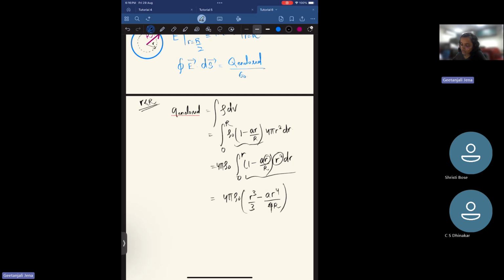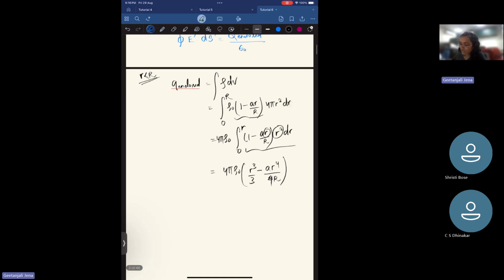So this is Q enclosed. So E times 4 pi r square will be, according to the Gauss law, Q enclosed by epsilon naught, which is 4 pi rho_0 times (r cubed by 3 minus A r to the power 4 by 4R) by epsilon naught. So the electric field is rho_0 by epsilon naught times (r by 3 minus A r square by 4R).